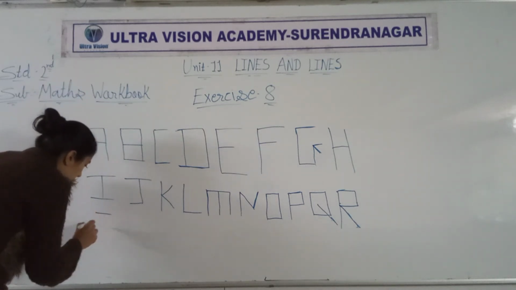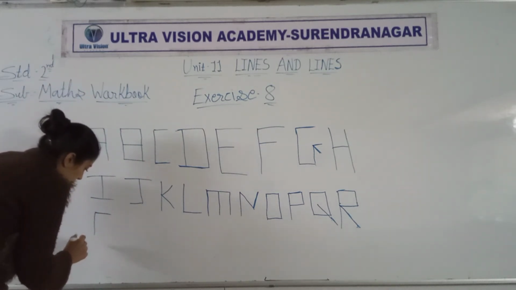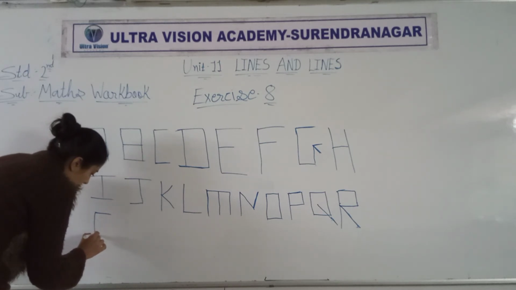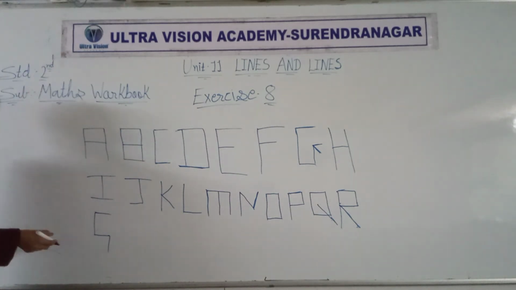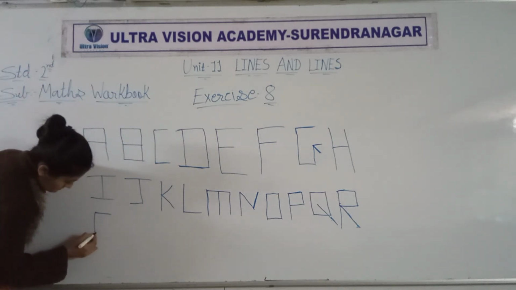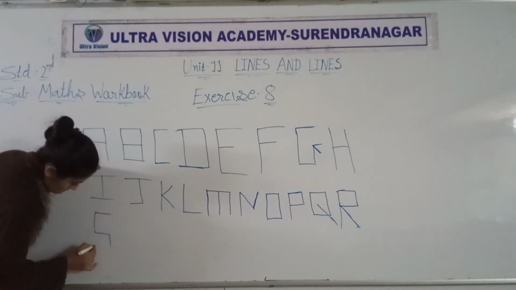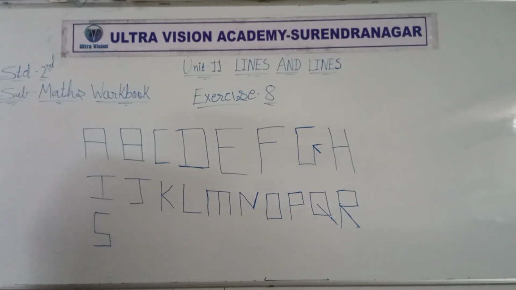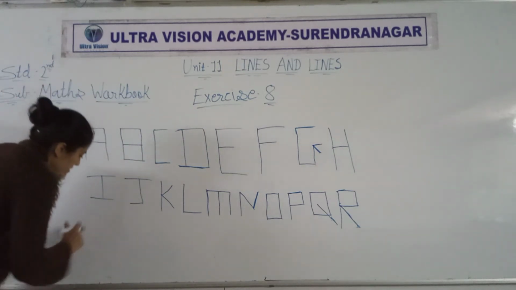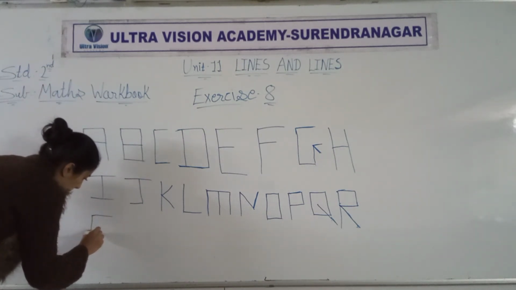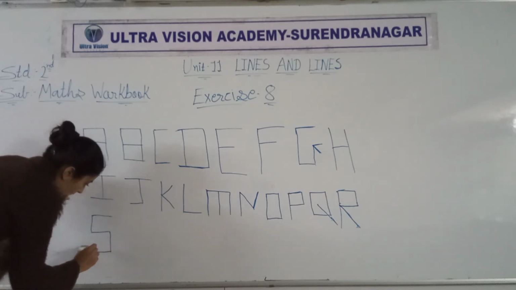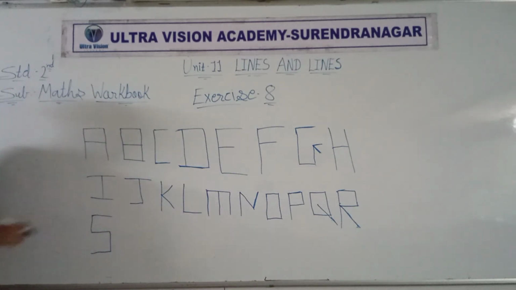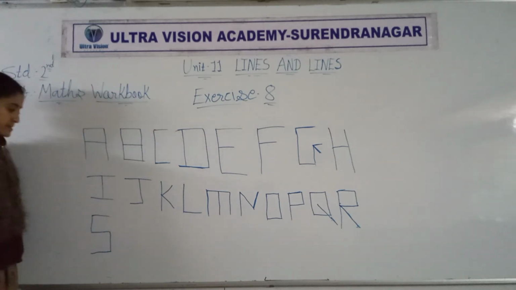Then we have to make here S. Standing line, sleeping line, then sleeping line, then standing line, and then again a sleeping line. We just made an S. Let's make it again. It's not good, right? Yes, just like it. We made an S. S for sun.